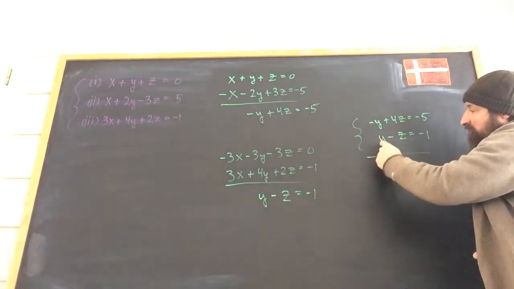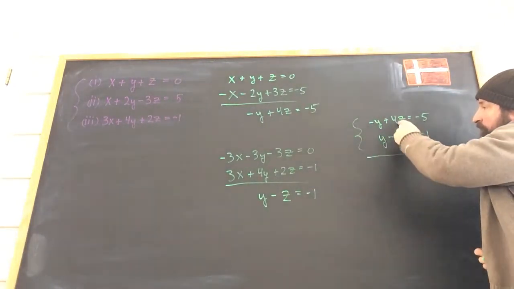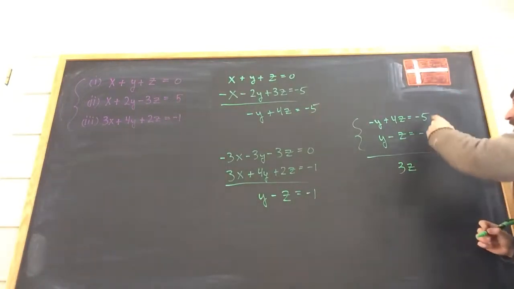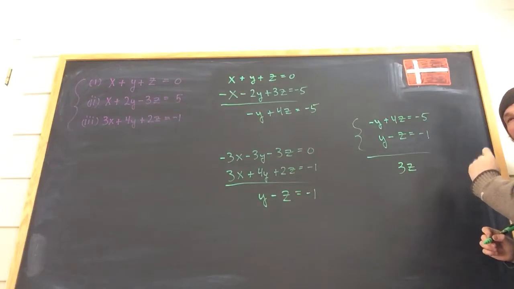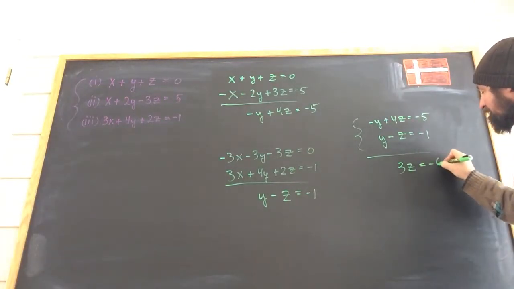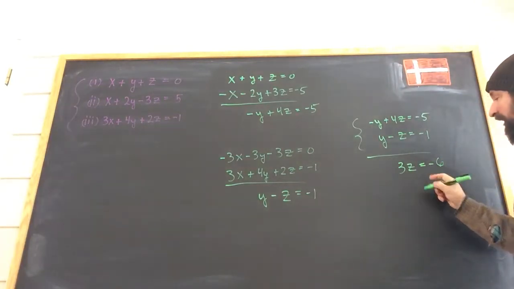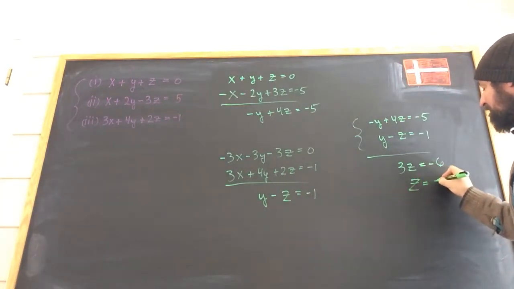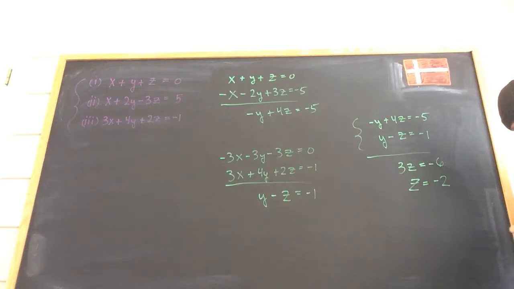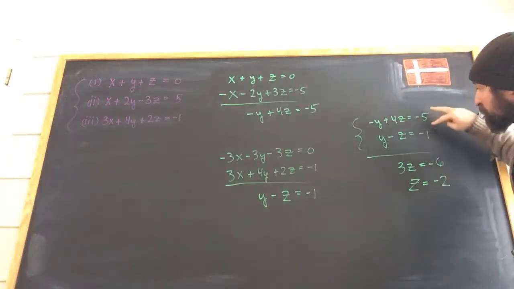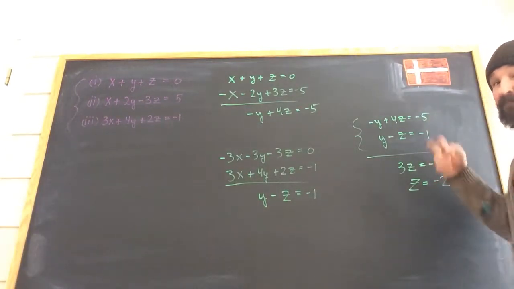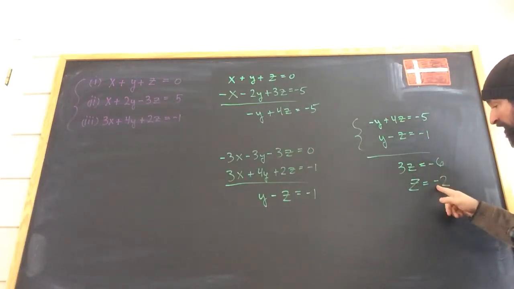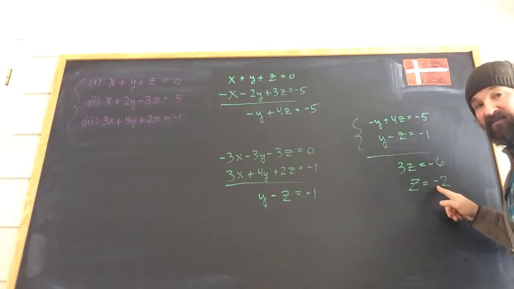-y plus 1y is 0y's. 4z plus a -z would be 3z. And -5 plus -1 is -6. And I can solve this for z now. 3z equals -6, so z equals -2. Now remember, the solution to a 2x2 system is a value for both variables that satisfy each equation. So I've already found the value for z. Now I'll have to find the value for y.